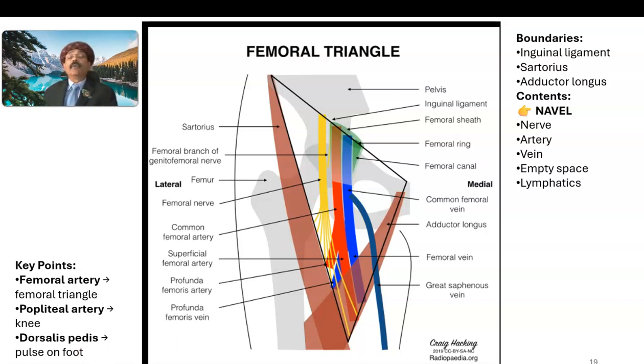Okay. The intestine may be twisted there. It is possible. Maybe a strangulated hernia is possible also. Key point: femoral artery is in the femoral triangle. Popliteal artery is in the knee. Dorsalis pedis artery is on the dorsum of the foot. Dorsalis pedis artery is a continuation of the anterior tibial artery. And this is the inguinal ligament. Here is the inguinal ligament. It is formed by the infolding of the aponeurosis of the external oblique.